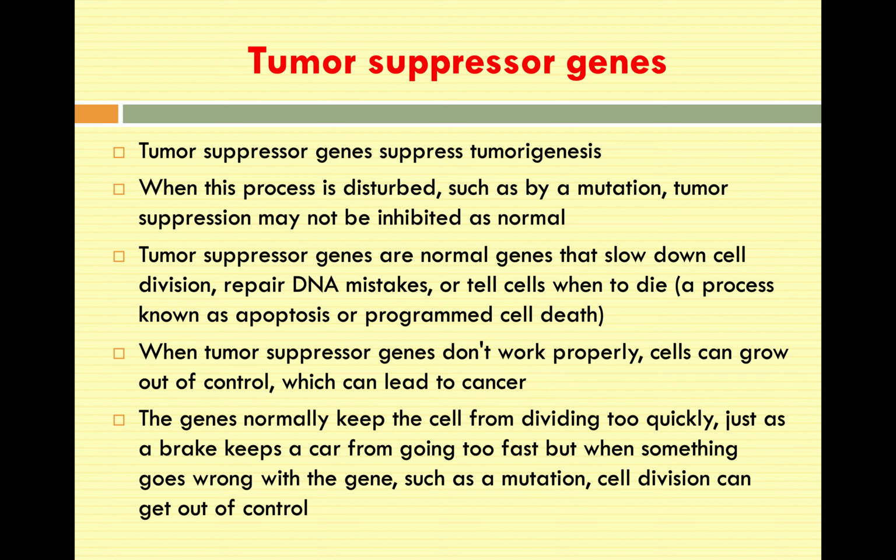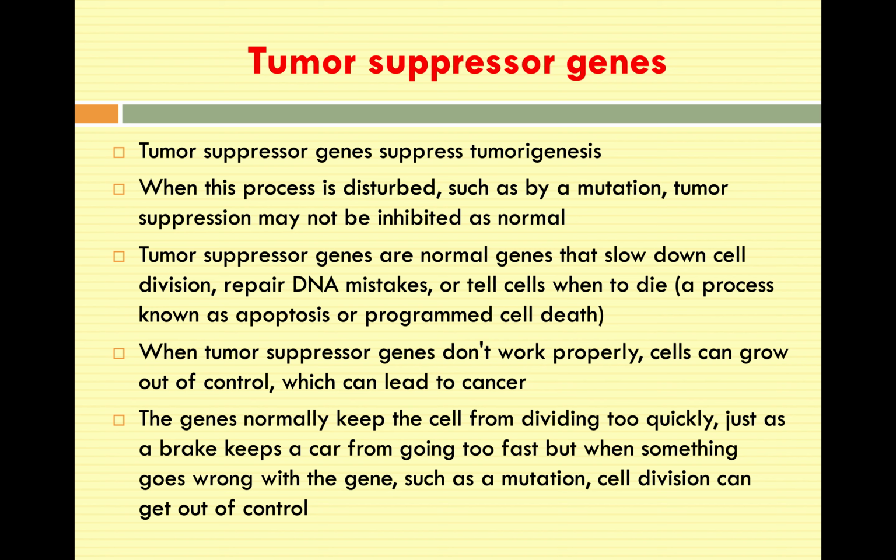So tumor suppressor genes are normal genes that slow down cell division. Remember the brake. They repair DNA mistakes and tell cells when to die, a process known as apoptosis or programmed cell death, PCD, like a lot of our cells in the body. So when tumor suppressor genes don't work properly, cells could grow out of control, which could lead to cancer, which means there is nothing to slow the growth. It's now uncontrolled, without anyone telling the cells to stop. So it can grow.